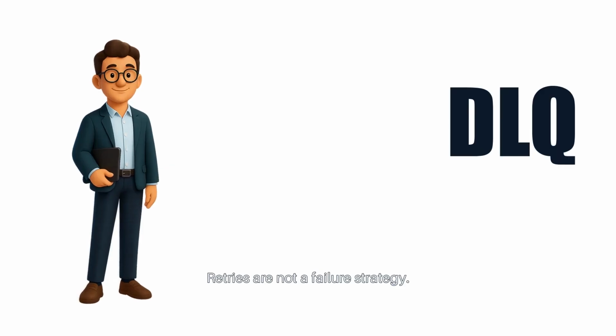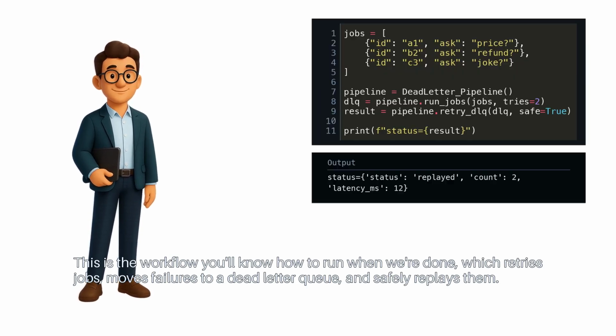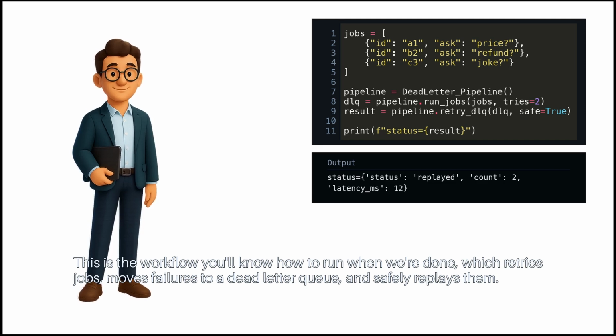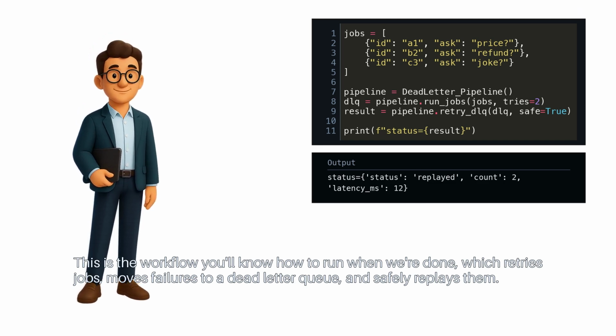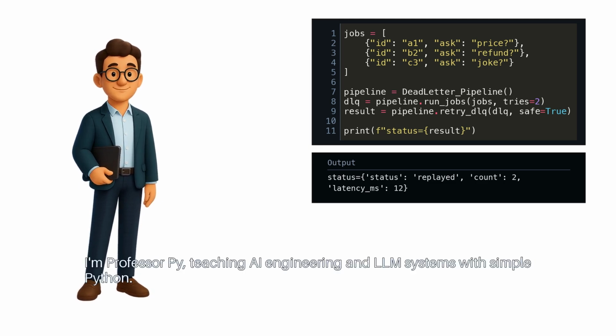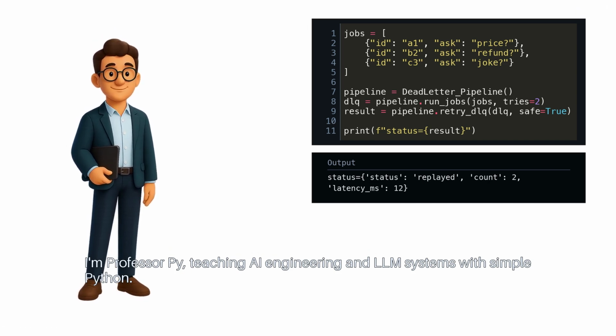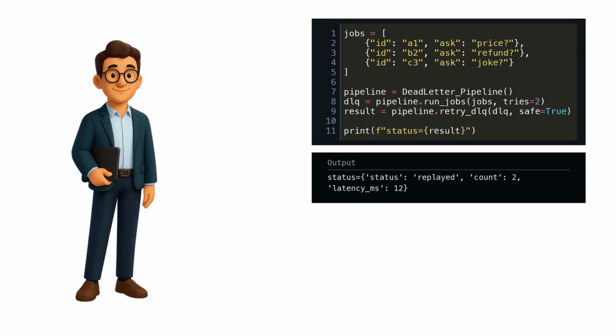Retries are not a failure strategy. This is the workflow you'll know how to run when we're done, which retries jobs, moves failures to a dead letter queue, and safely replays them. I'm Professor Pi, teaching AI engineering and LLM systems with simple Python.